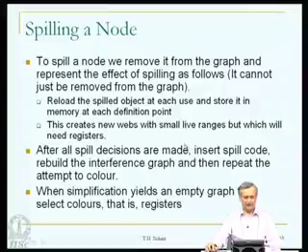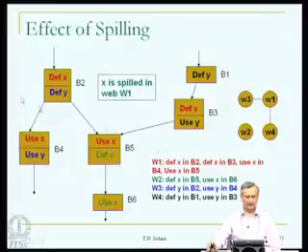So, let us see the effect of the spilling on webs. Here is the web example that we had seen before. There are many webs here, W1, W2, W3, W4 in different colors. Most importantly, W1 consists of this def, this use and this def, and similarly the others. Suppose x is spilled in the web W1, what happens?